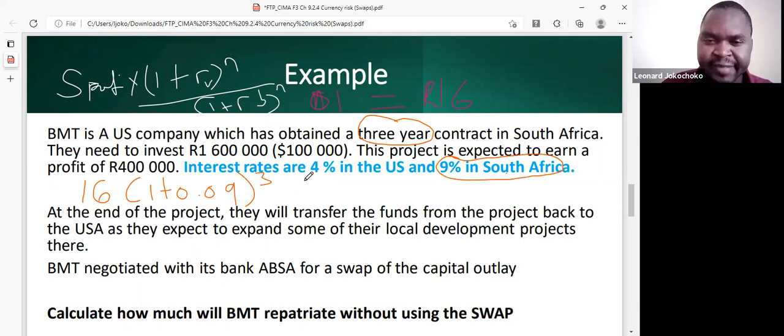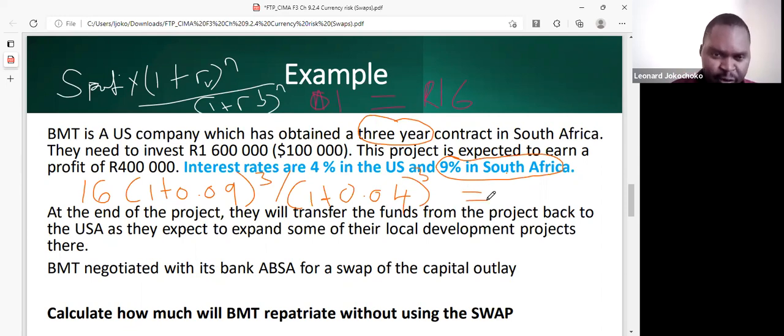I divide the answer I get by 1 plus my interest rate in the base currency. The base currency is the United States, where we have 4%, or 0.04. This number is raised again to the power 3. Therefore, the exchange rate after 3 years is 16 multiplied by 1.09 to the power 3, divided by 1.04 to the power 3 as well. My final answer is 18 rand 42 cents.